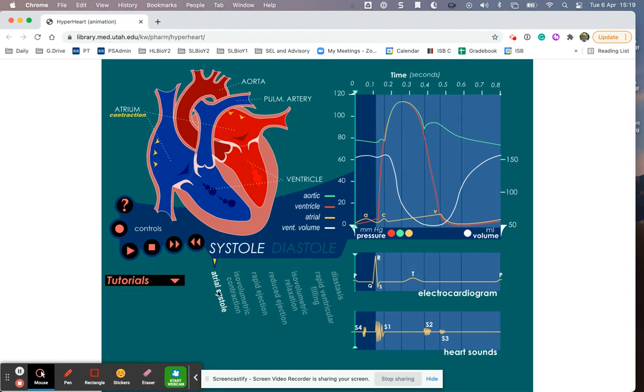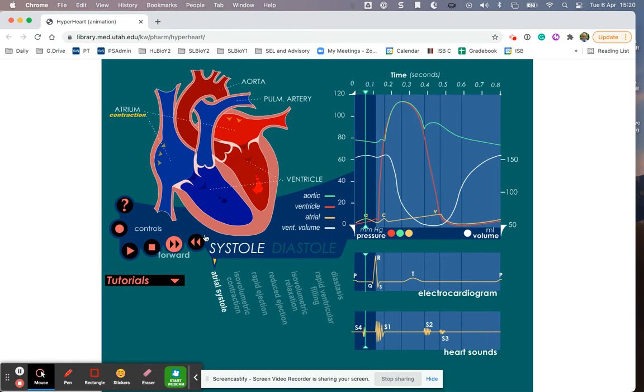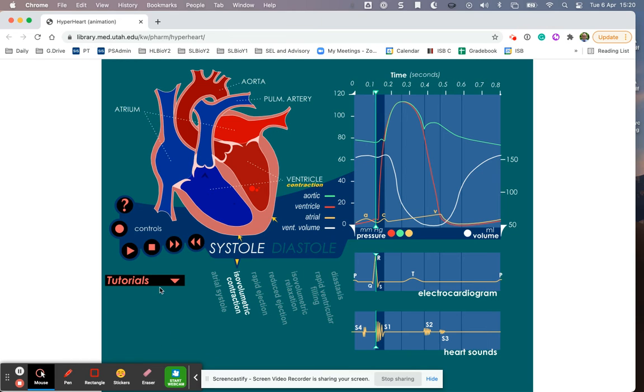Okay, so here we're in atrial systole. Notice the atria are just starting to contract, and blood is flowing into the ventricles at this point. The atria are contracting, right? So you can see A here causing that to go up as the pressure is pushing the blood into the ventricles.